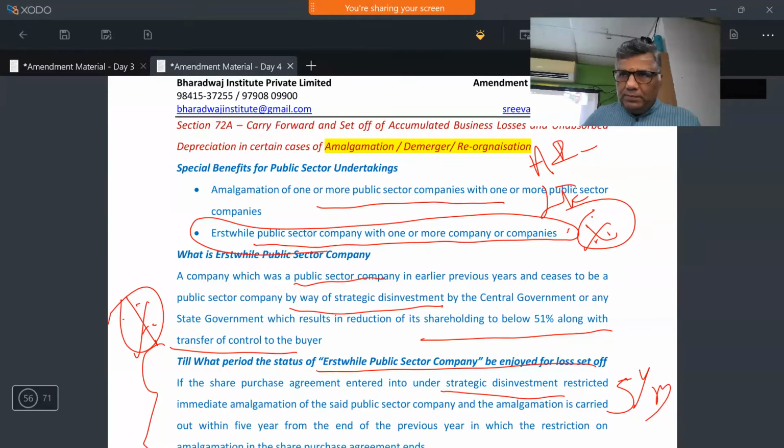Next point, in case of one, that is the primary cooperative society becoming a cooperative bank, depreciation and amortization will be distributed between the entities based on effective usage period.